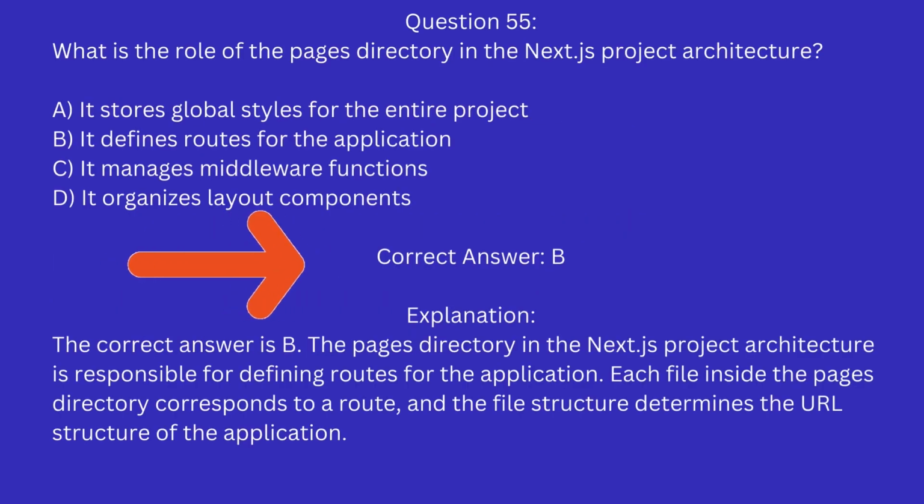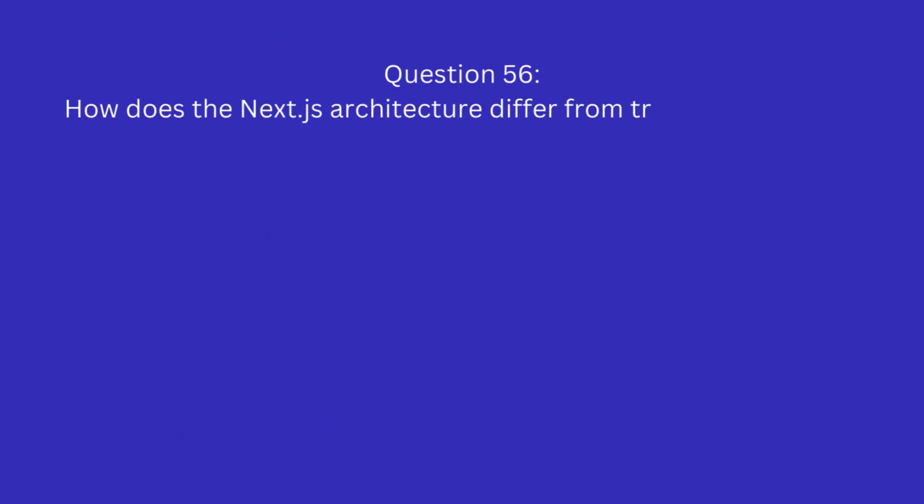Correct answer, B. Explanation. The correct answer is B. The pages directory in the Next.js project architecture is responsible for defining routes for the application. Each file inside the pages directory corresponds to a route, and the file structure determines the URL structure of the application.